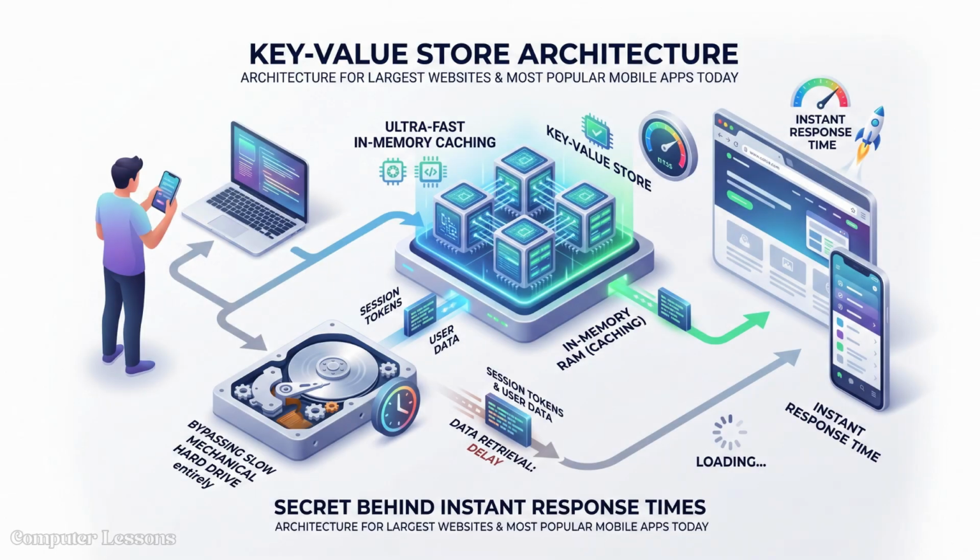Key value stores provide ultra-fast in-memory caching by bypassing the slow mechanical hard drive entirely to load session tokens and user data without any delay. This architecture is the secret behind the instant response times of the largest websites and most popular mobile applications today.